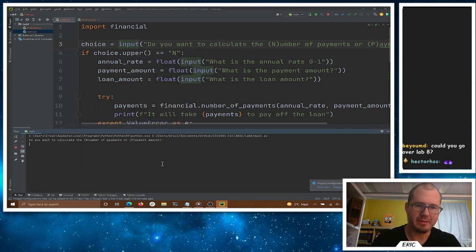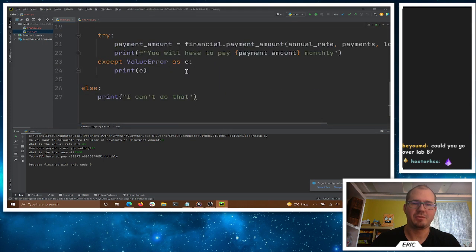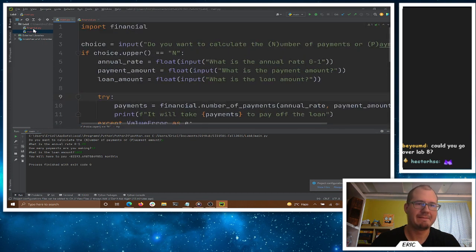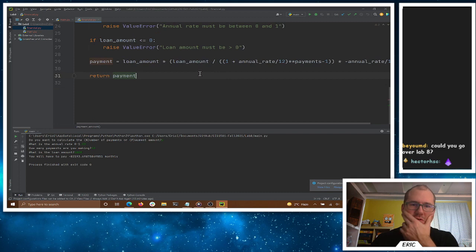All right, so payment amount. If we have a 3% loan and we're going to make 12 payments and we're going to borrow $1,000. Uh-oh. That doesn't look like the right number. Must have a parenthesis out of order. Let's take a look. What did I do wrong here?